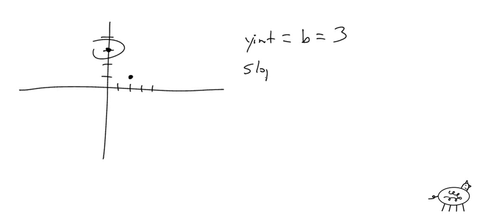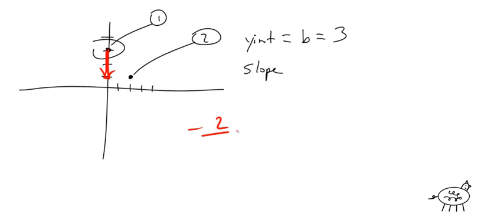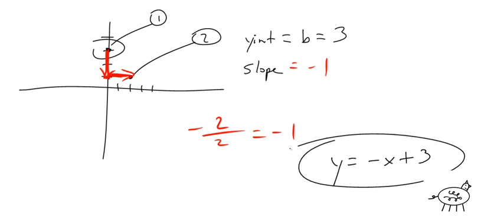And then how do you find the slope? Well, from this point, I want to go to this point, and you count. It doesn't matter which one you go from. So if I go from the first one to the second one, do you guys agree? I go down 2, so it's negative 2, and to the right 2, positive 2. So my slope is negative 1. Okay, and so my equation is y equals negative x plus 3. Really easy. Okay, let's try a couple more here.